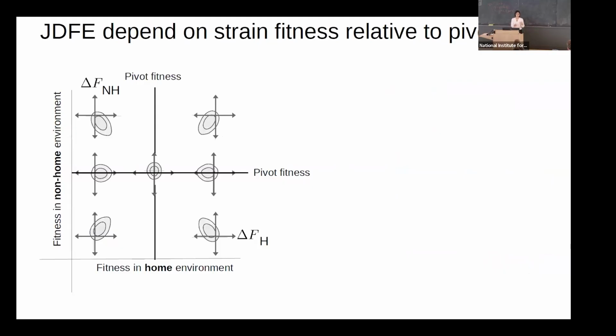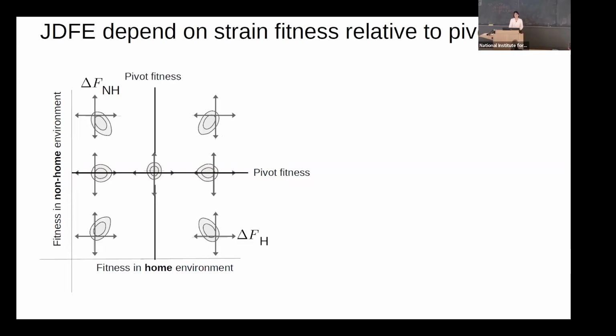So we can actually write down these, assuming, as I said, that the etas are normally distributed, and assuming any kind of slope distribution, we can write down this joint distribution of fitness effects as a function of the fitness in the home environment, fitness in the non-home environment, and some more properties of this distribution. So we have these joint distributions of fitness effects. And the main thing to note here is that these JDFEs depend on the strain fitness relative to the pivot point. So they depend on the fitness in the home environment and the fitness in the non-home environment.